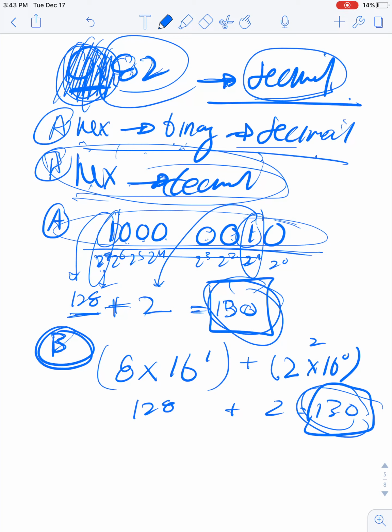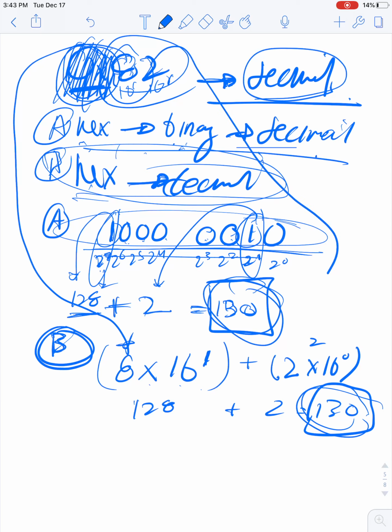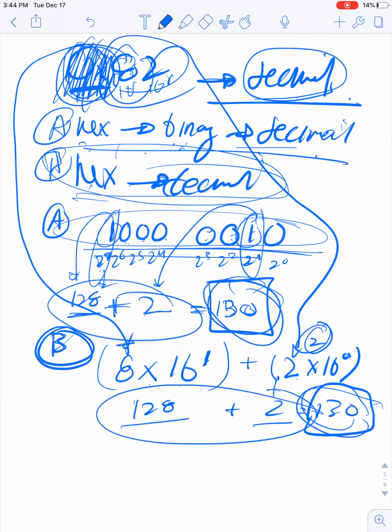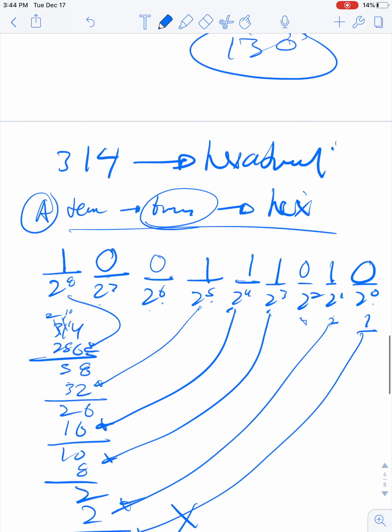Okay, if you're going straight from hex to decimal, you could do it this way. 8, represented here, times 16 to the power of 1, because here is 16 to 0, 16 to 1. And that would be 128. Here, the 2 in the hex represents this number. And then 2 times 16 to the power of 0, of course, is going to be 2. And then 128 plus 2, same summation, should give you 130.